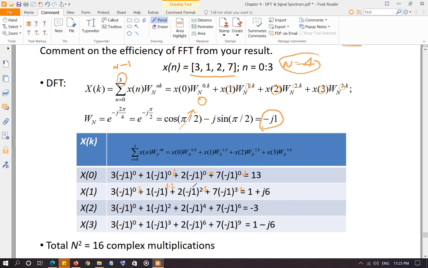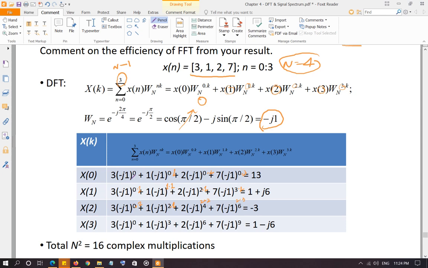Right? I'm not showing the multiplication because 2 times 1 is 2, of course. And likewise, x of 2: n is 0, k is 2; k is 2, n is 1 here; k is 2 and n is 2 here, so 2 times 2, 4; and k is 2 and n is 3 here, 2 times 3 is 6, so negative 3, and likewise go for the fourth one.